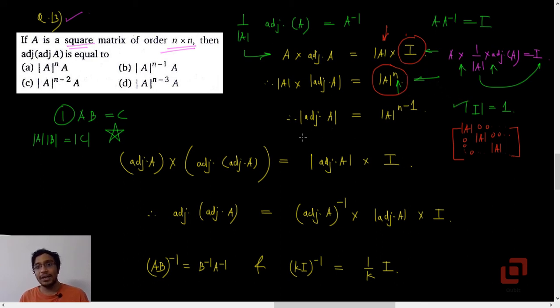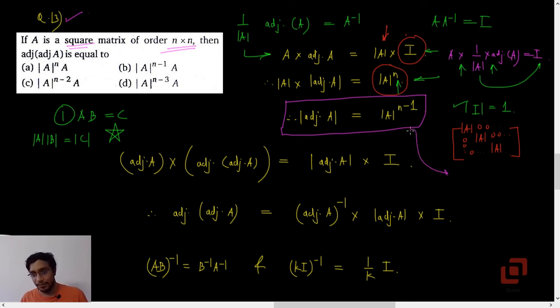So that gives us adjoint A's determinant as determinant of A raised to n minus 1, and this itself can be considered as a multiple choice question. What is the determinant of adjoint of A? It is determinant of A raised to n minus 1. Now how is this useful irrespective of the problem?